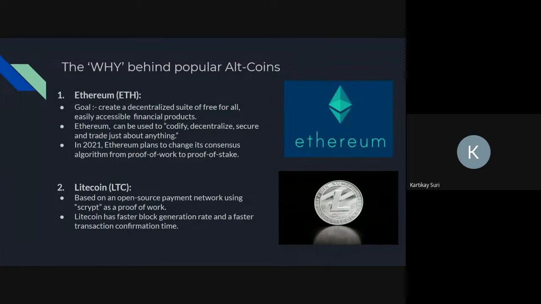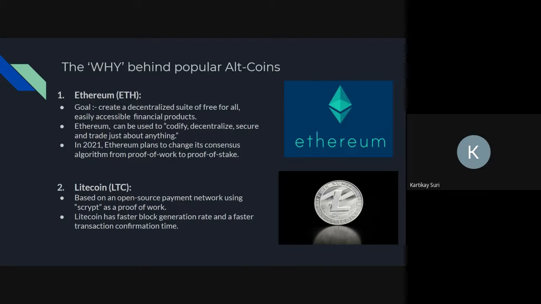Next up, we have Litecoin, symbolized by LTC. Litecoin is based on an open source global payment network, which is again not controlled by any central authority, just like every cryptocurrency out there. And it uses Scrypt as a proof of work, which can be decoded with the help of a consumer grade CPU, something which cannot be easily achieved nowadays with Bitcoin.